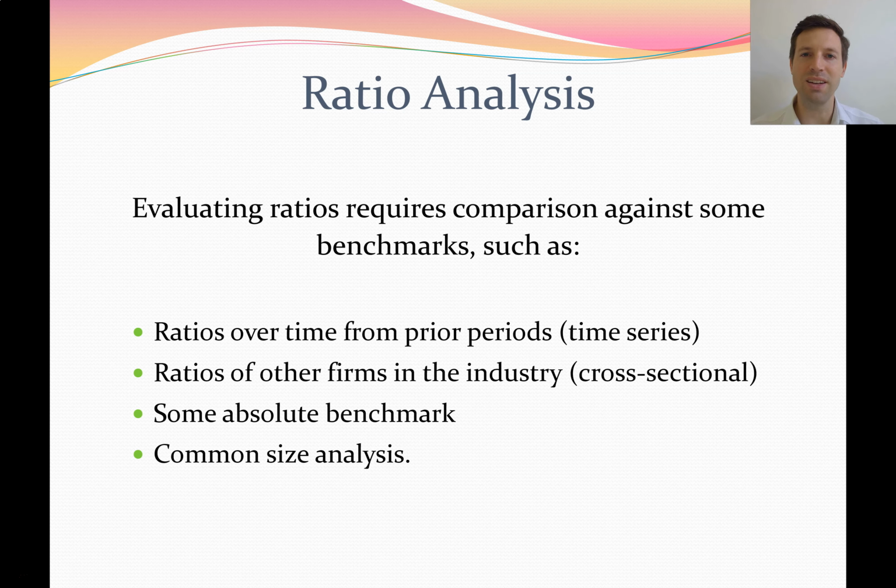Or you might have debt covenants. If you're a firm and you have borrowed money from a bank, the bank might say, you must keep your current ratio above 3 at all times. You must keep your debt to equity ratio below 50% at all times. In those cases, you have some absolute benchmarks which you can judge your firm's performance against.